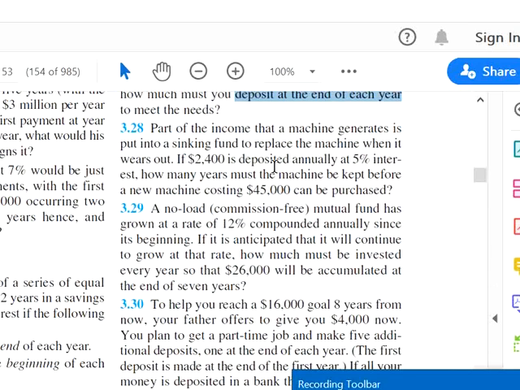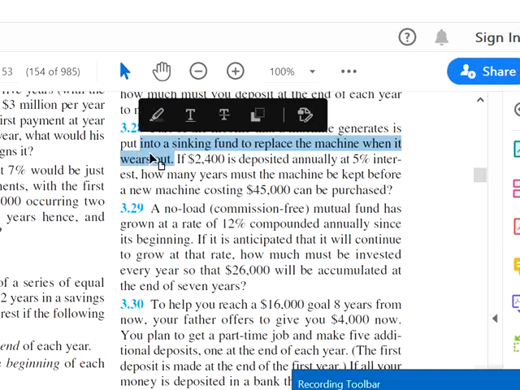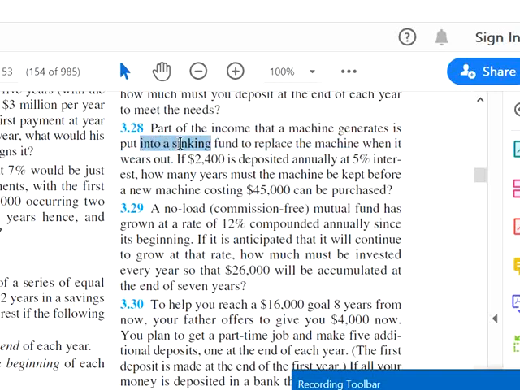28. Similar. Part of the income that machine generate is put into a sinking fund to replace some machine when it wears out. So when your machine wears out, you will replace it. But right now you are saving some amount into a sinking fund so that in the future you have some money. If 2,400 is deposited annually at 5% interest rate, how many years must the machine be kept before a new machine costing 45,000 can be purchased?